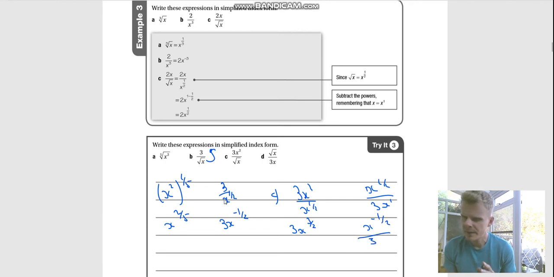Okay, so the important thing to note here is that it's got a 3 here and a 3 here and a 3 here. That 3 doesn't move around. If it's in the numerator, it stays in the numerator. If it's in the denominator, it stays in the denominator.